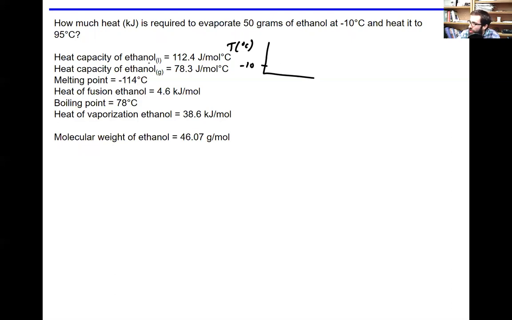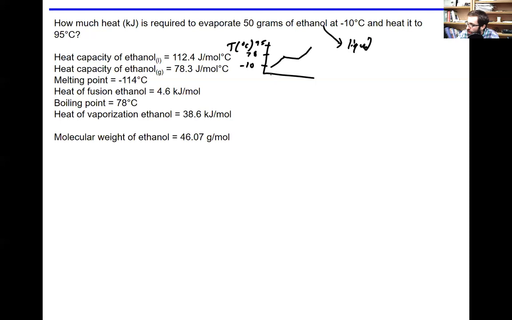And it's going to go up to, okay, what state of matter is it? Well, it's already melted. It's a liquid, because minus 10 is greater than minus 114. It's already melted, but it hasn't boiled yet, so it's not a gas. So we're going to have to heat it up to 78, its boiling point. Then at 78, it's going to take some energy to boil it, and the temperature is going to stay constant while it boils. And then it's going to heat up to 95. Okay? So that's kind of our heat curve.